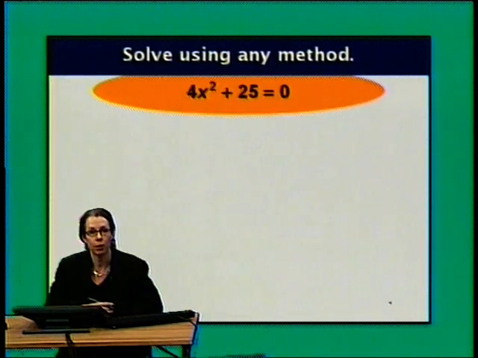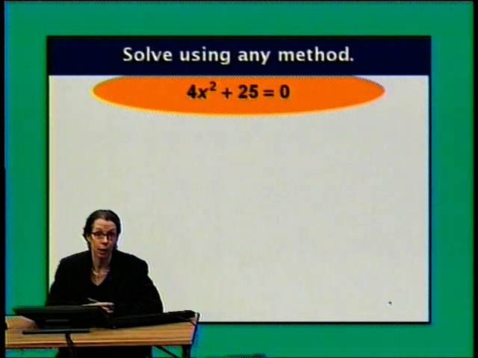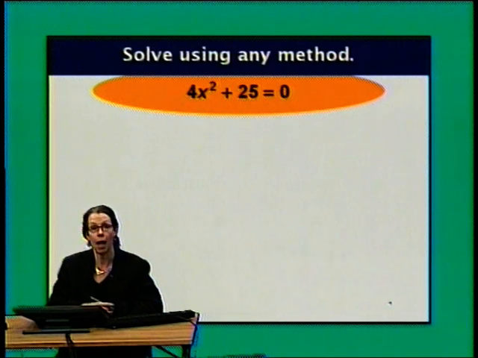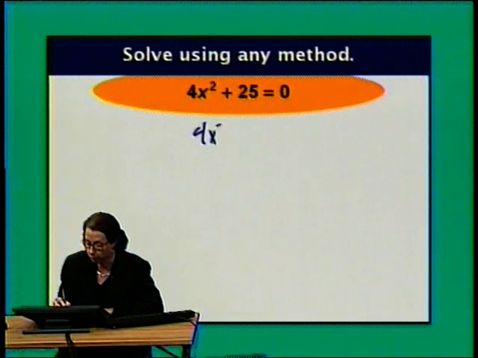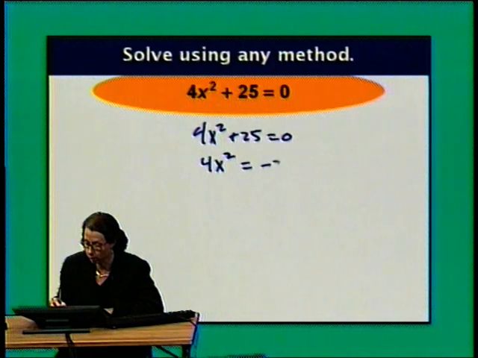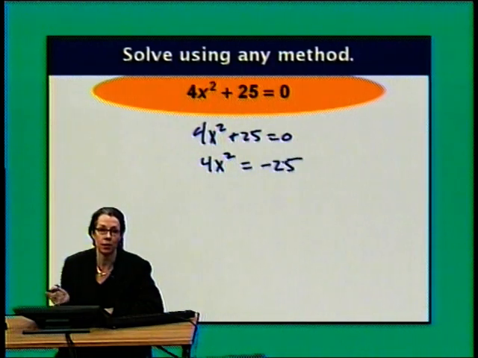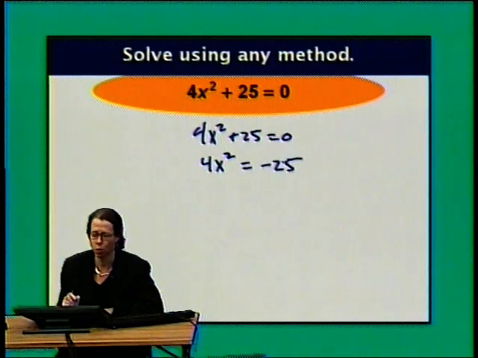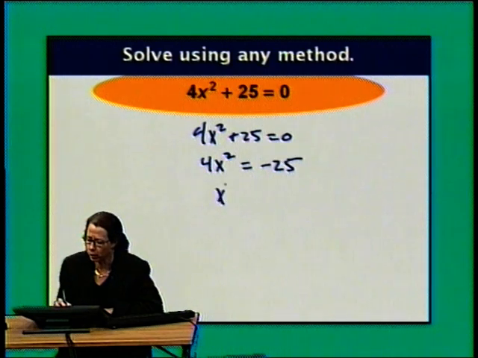4x squared plus 25 equals 0. Again, I think I'm going to apply the square root principle. Isolating x squared, start by subtracting 25 from both sides. And at this point, Steve's guy with the flag is kind of over in the corner, but I'm going to keep going.